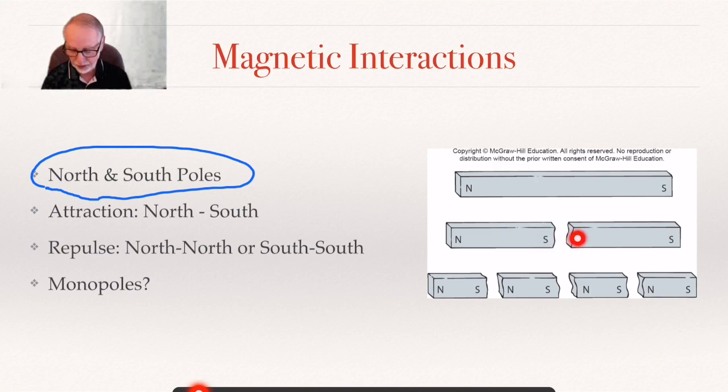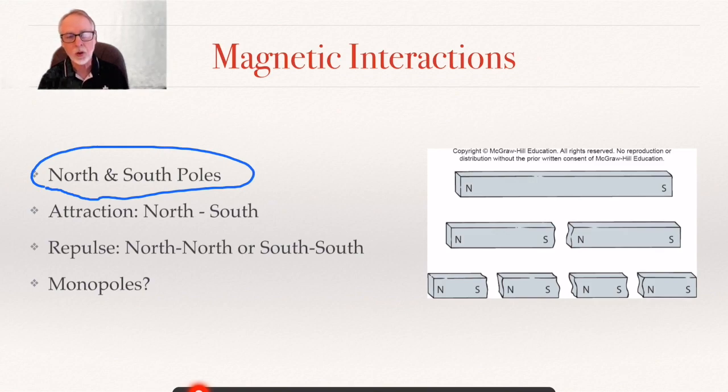Now these two will be attracted to each other, of course, but I can't isolate a north pole. I can't find a substance that is just a north pole or just a south pole. I can break it up and I can keep breaking it up, but we're going to find that they're together. And that is the question of monopoles.